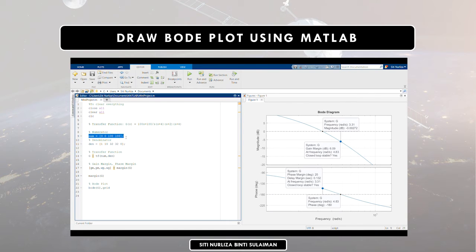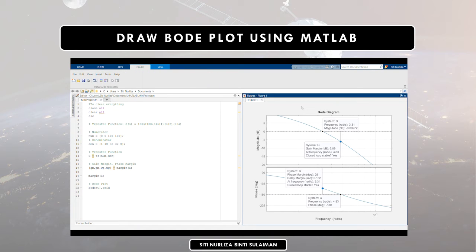This line is the numerator of our transfer function equation, 100s plus 100. This line is the denominator of our equation, s to the power of 4 plus 10s to the power of 3 plus 32s to the power of 2 plus 32s. This line is to represent our transfer function equation in polynomial. This line is to find the gain margin, phase crossover frequency, and gain crossover frequency. After we run the coding, we will get our Bode plot.